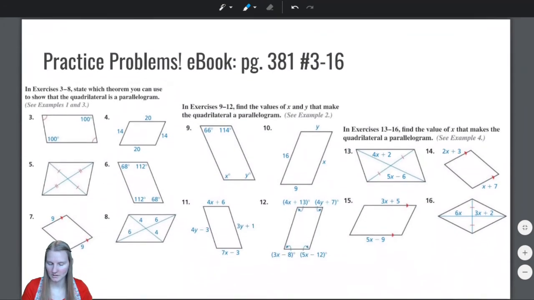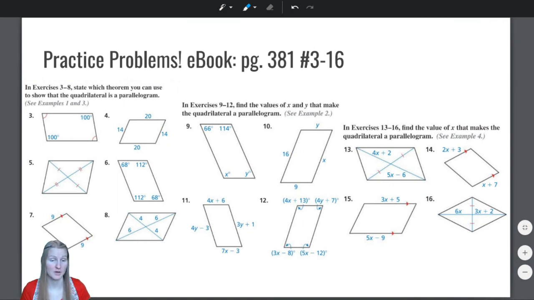Speaking of homework, this is not necessarily your homework, but these are some practice problems that you can do to practice the skills that you have learned in this video. And notice how it says state which theorem you can use. So that's why it's important to know the names of the theorems and what each theorem says. So, try these, practice the skills you've learned in this video.